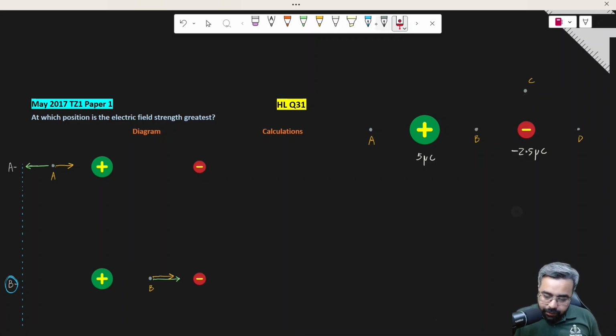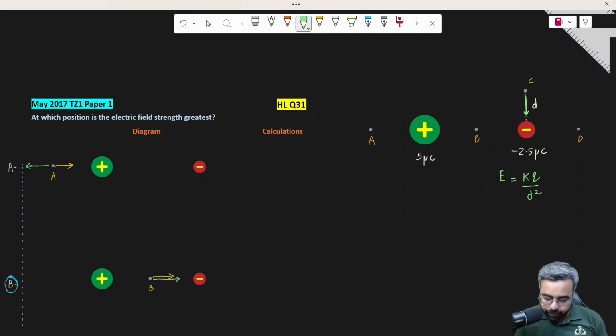So it means that if I say this distance is D, the point C is at distance D from the negative charge. At that point, the direction of electric field due to the negative charge is towards the negative charge, and its magnitude is E equals KQ over D square. Remember, I'm writing the magnitude, I'm not using the negative sign.